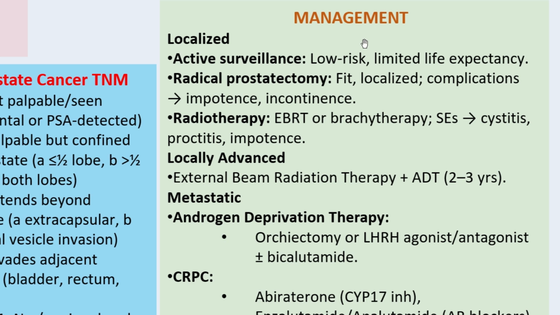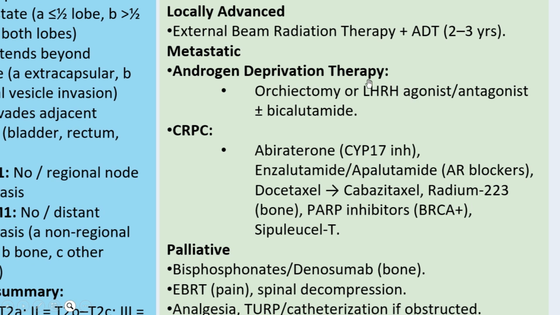Then if it is locally advanced, most of the time we can consider external beam radiation therapy plus androgen deprivation therapy for 2 to 3 years. Then for metastatic disease, we want to do androgen deprivation therapy, and that can include a bilateral orchidectomy plus a luteinizing hormone releasing hormone agonist, and this one is going to increase the release of luteinizing hormone.